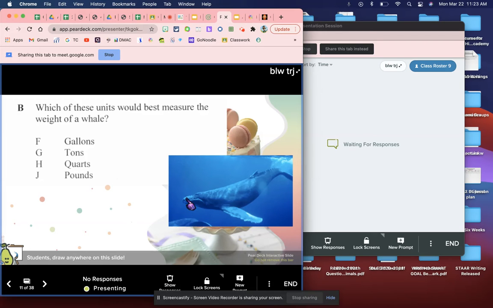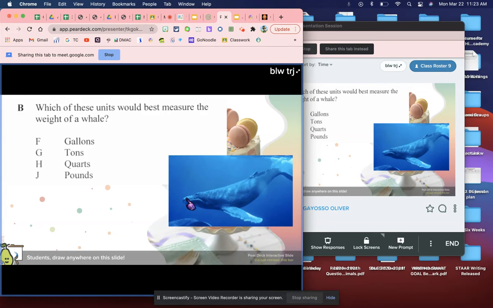How do you measure the weight of a whale? A whale. That one's super easy. Come on, guys. You can do this one.